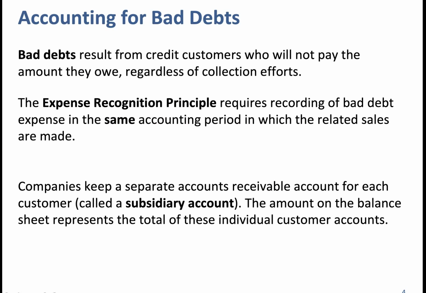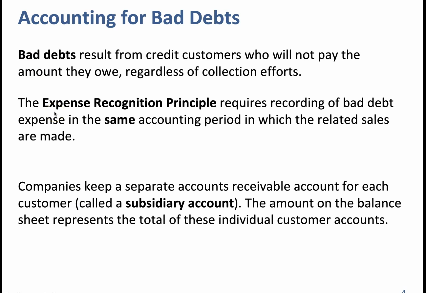Bad debt results from credit customers who cannot pay the amount they owe regardless of the collection efforts. For example, I sold a book to my customer. My customer promises to pay me when her or his financial aid comes in, but that person never shows up again, and I couldn't find the person. So when that happens, the accounts receivable that were recorded in the first place become bad debts, because that means my customer defaults.